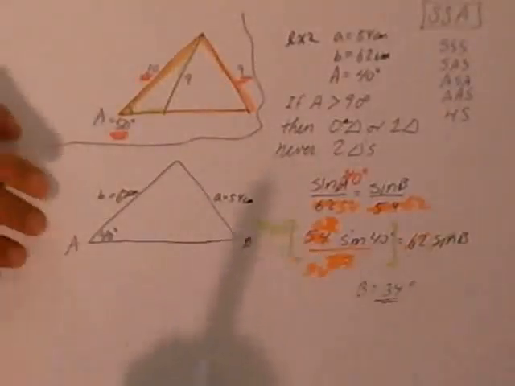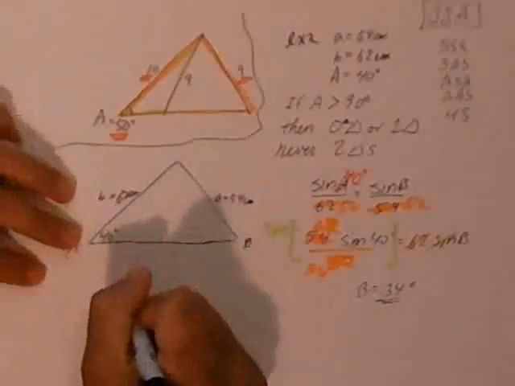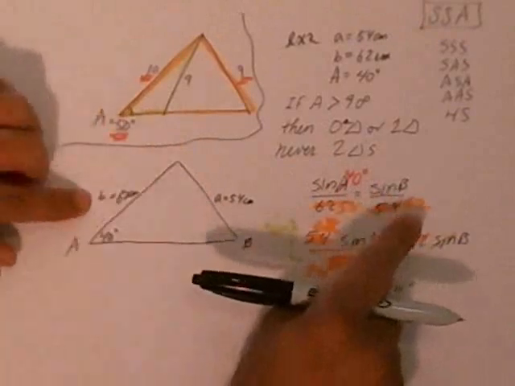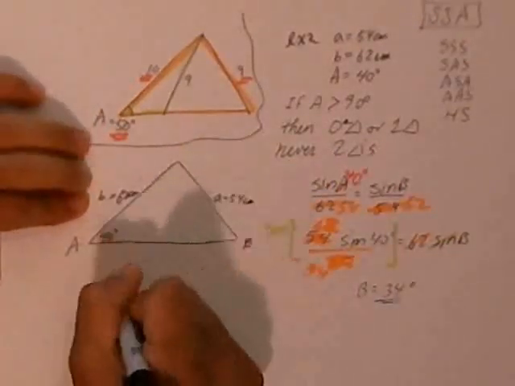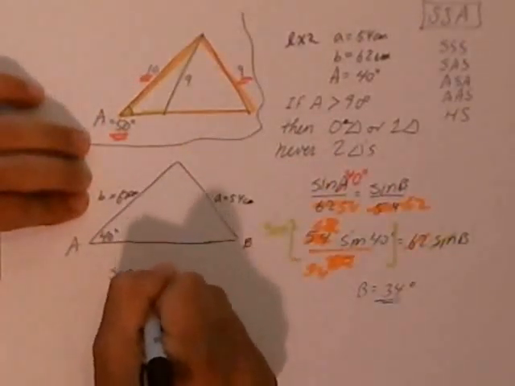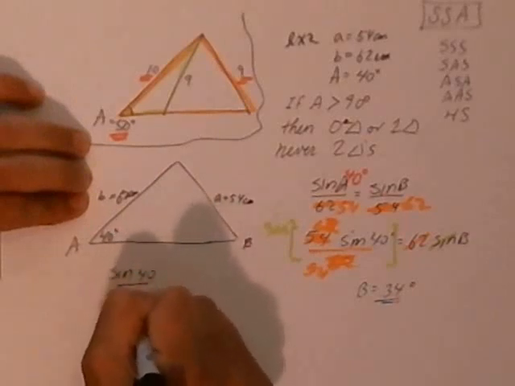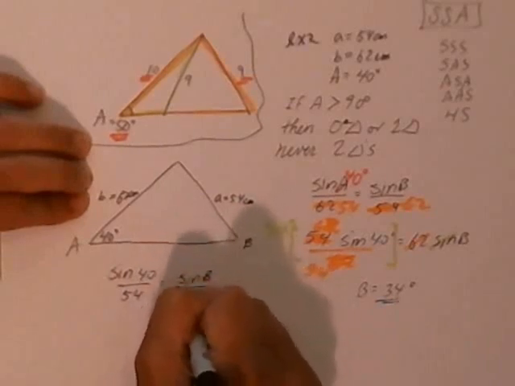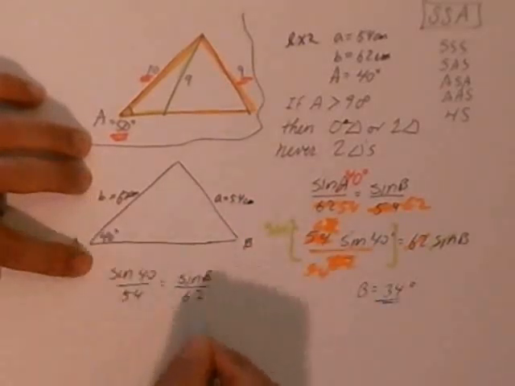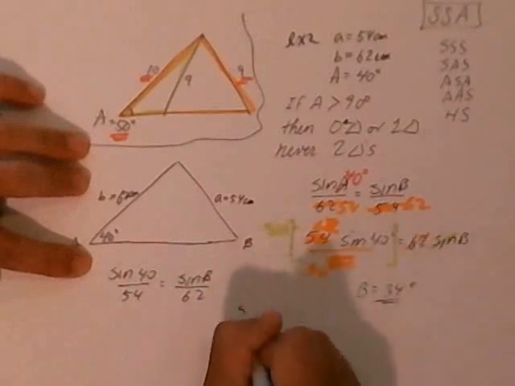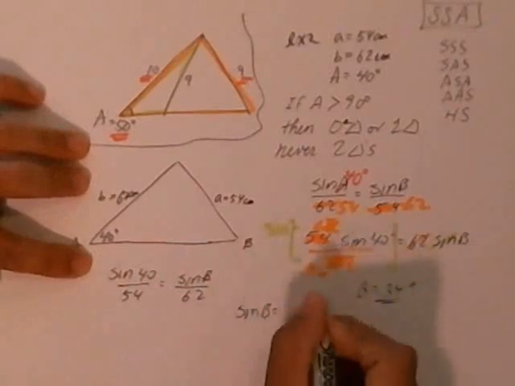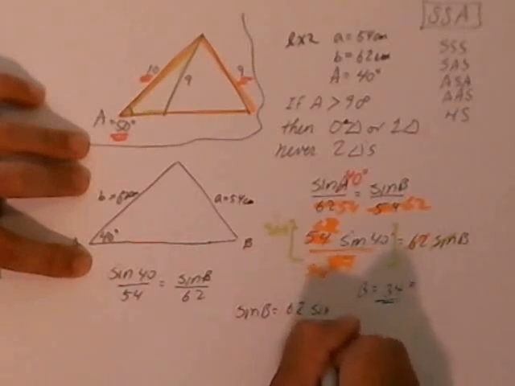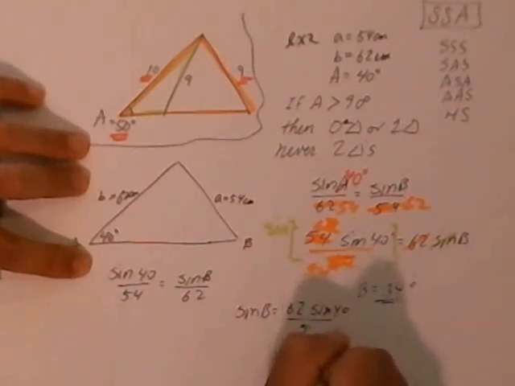So let's rewrite it again. Sine of A over 54 is equal to sine of B over 62. Sine of 40 over 54 is equal to the sine of B over 62. That's the way it should have been written. We're going to cross multiply. We're just going to go sine of B is equal to 62 sine of 40 over 54.